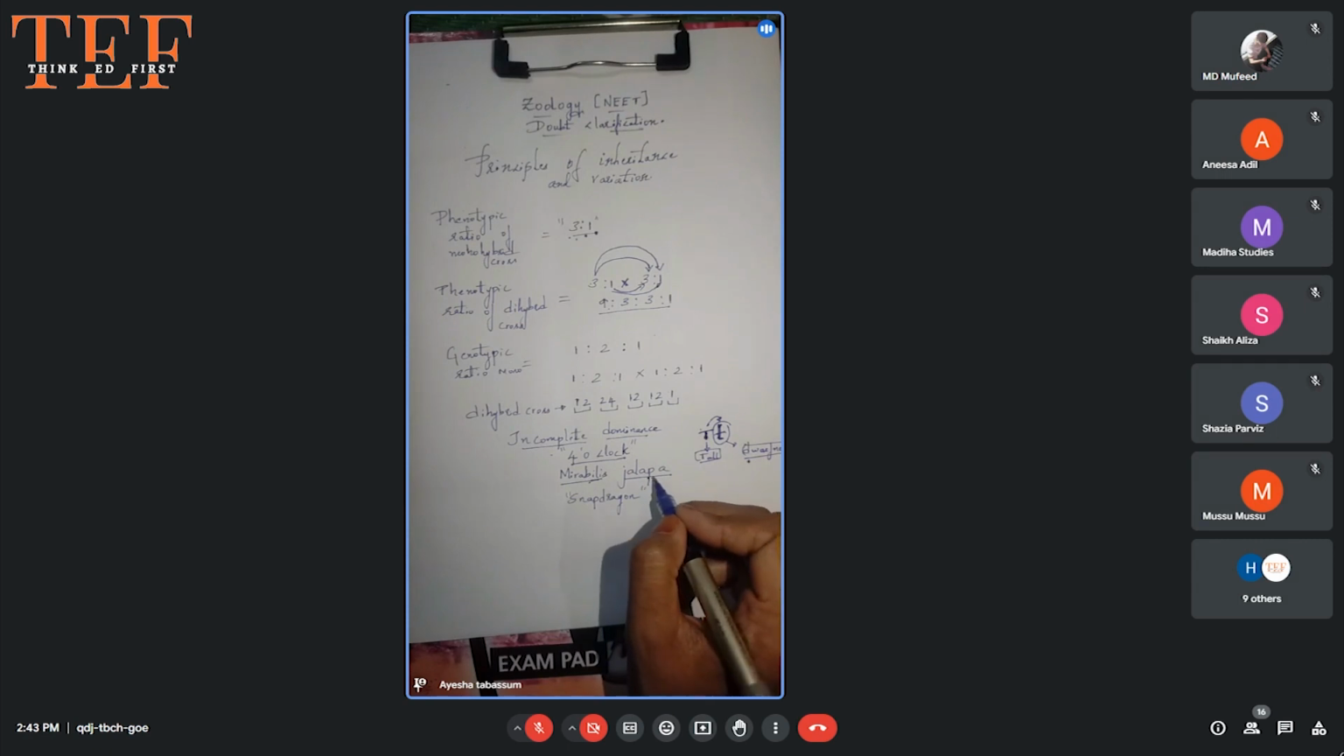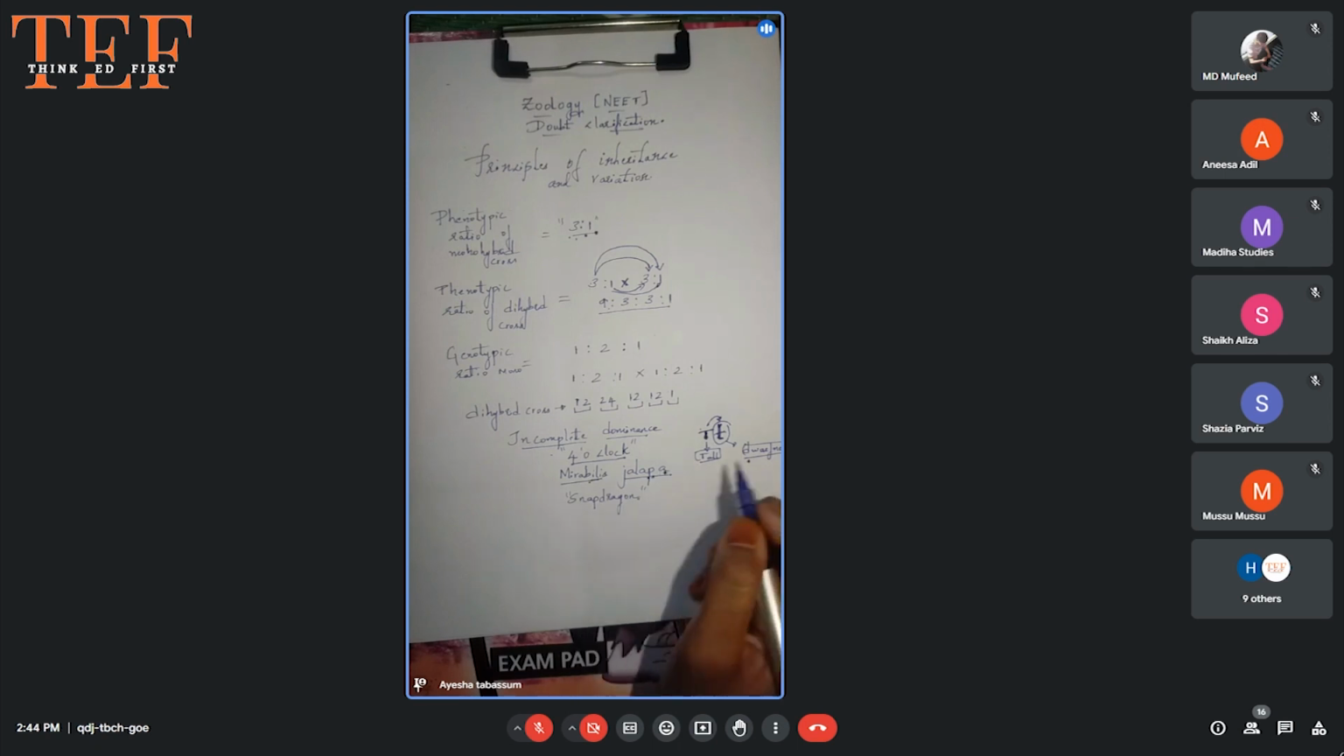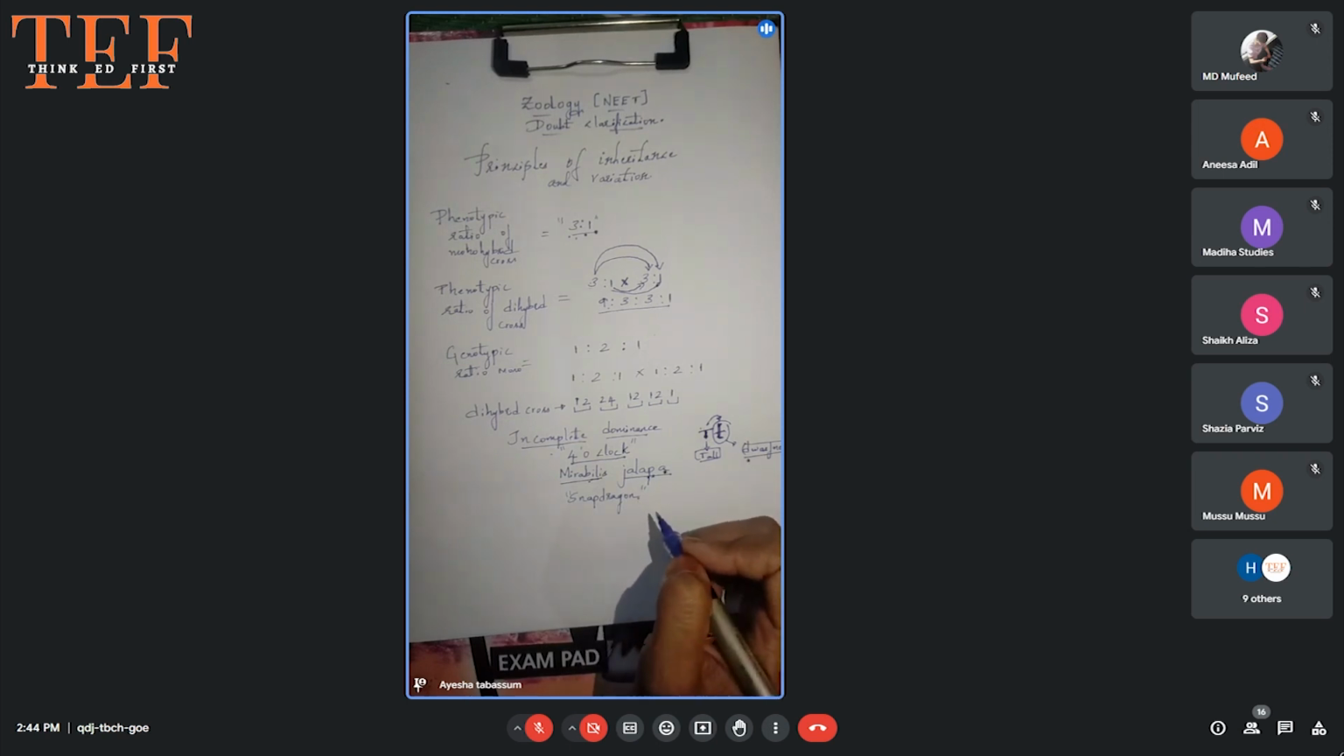So in NEET, if they ask you, the first incomplete dominance was found in which plant, you should not write snapdragon. It was in Mirabilis jalapa. Later on, after experimentation, they found out that even in snapdragon you'll find this incomplete dominance.